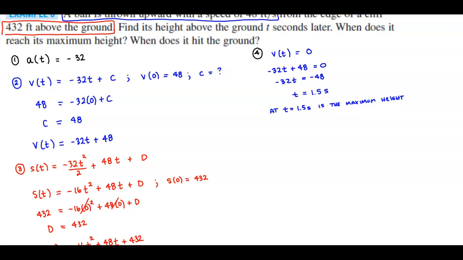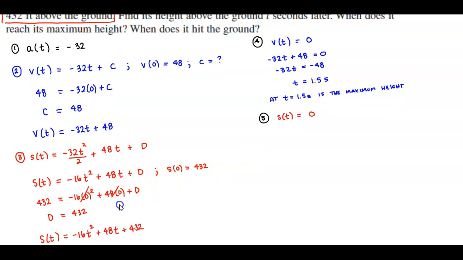Next, we want to figure out when does it hit the ground. Well, it's going to hit the ground when the position function, s of t, is equal to 0. So what is the position function? We know that's negative 16t squared plus 48t plus 432, which is equal to 0. The first thing we can do is, since everything is a factor of negative 16, we can divide everything by negative 16. So what we end up getting is t squared minus 3t minus 27, and that's equal to 0.